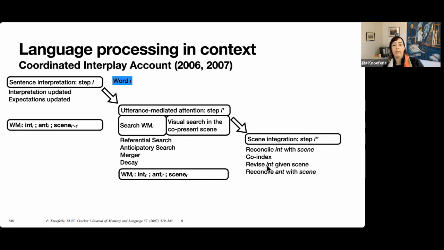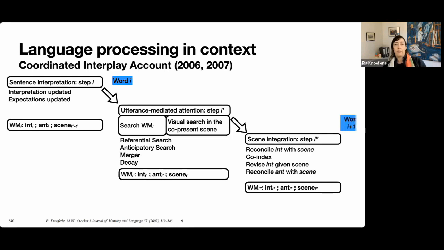You might also revise the interpretation if you've seen things in the world, in the scene, that give you good reason to think there should be a change in the interpretation, and you can reconcile the expectations with the scene representations. So this is in a nutshell one way you could model the interplay between language processing and what you get from the non-linguistic or also a linguistic context. And you're keeping, again, track of representations in working memory. You're now here at step I double prime, and once the next word comes in, you'd go back to the sentence interpretation step, and you'd then be at step I +1 and move through the circle again.